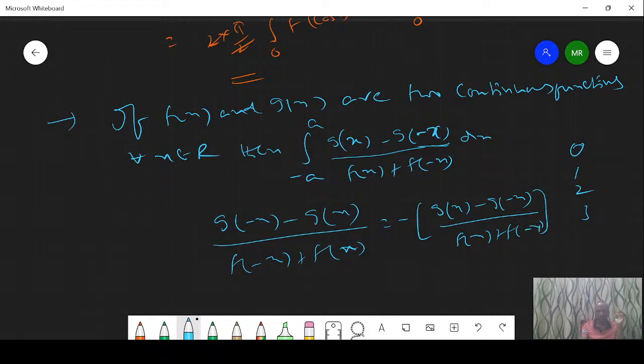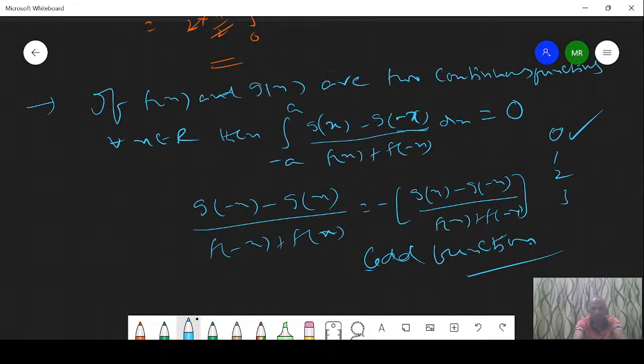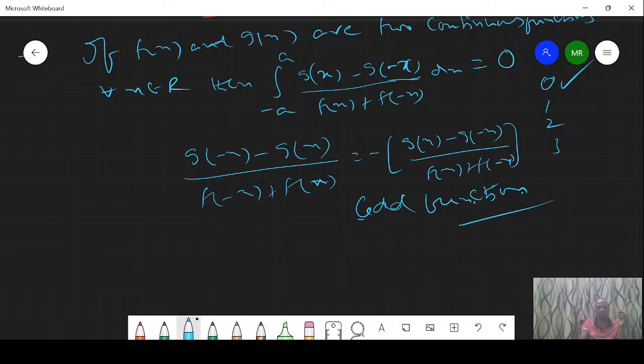Correct, like this they have given. So the given function is odd function, right? When the function is odd, the answer is 0. Since it is an odd function, you can write the result is 0. That's all, it is equal to 0. Just verify whether it is even or odd. The function is odd, so I got this answer is 0. Next one. See the next problem.